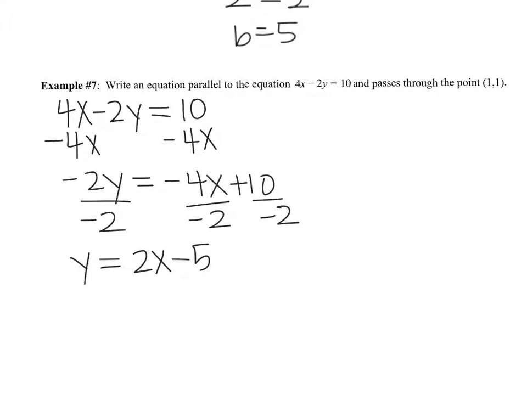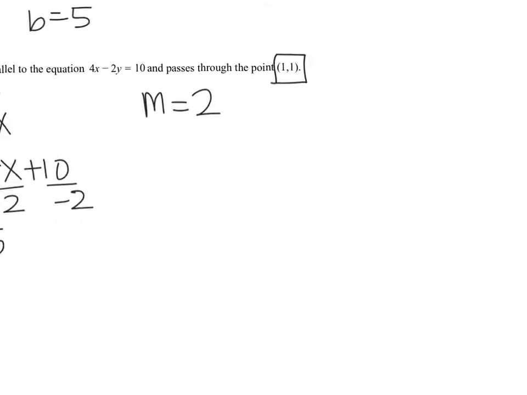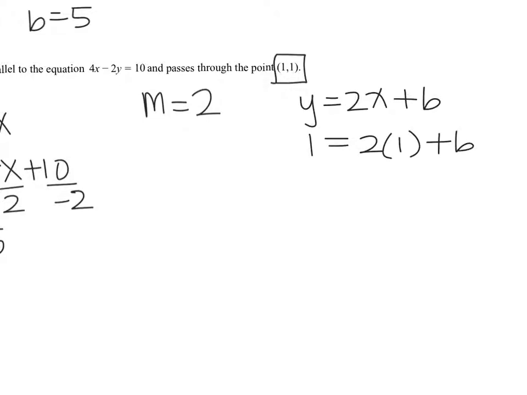Now that it's in this form, I can identify the slope for my parallel line. So parallel lines have the same slope, which means it's still going to have a slope of 2. Now I'm going to use my point to finish writing the equation of my line. Again, 1, 1 is not the y-intercept, so we have to solve for it. So we're going to have y equals 2x plus b. Plugging in 1 for x and y, we get 1 equals 2 times 1 plus b, which becomes 1 equals 2 plus b. Subtract 2, and we get that b equals -1.